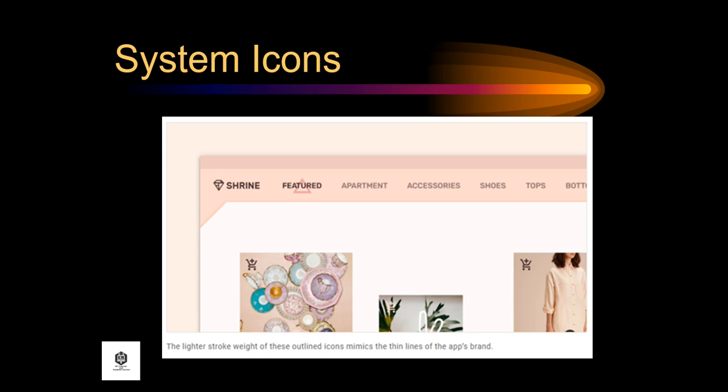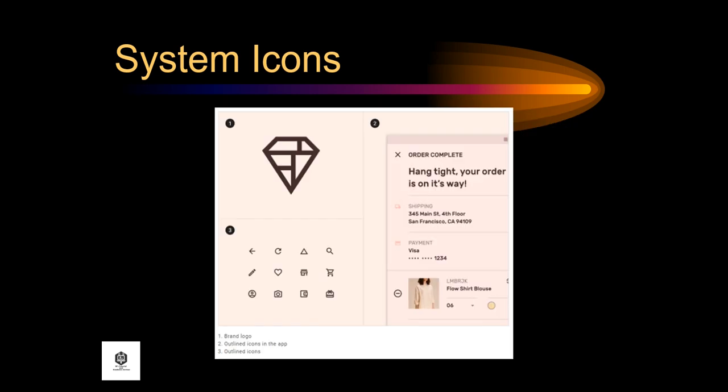Another example is the lighter stroke weight of these outline icons mimics the thin lines of the app's brand. Then another example, take the image. Number 1 image is the brand logo. Number 2 image is the outline icons in the app. And the number 3 image is the outline icons.